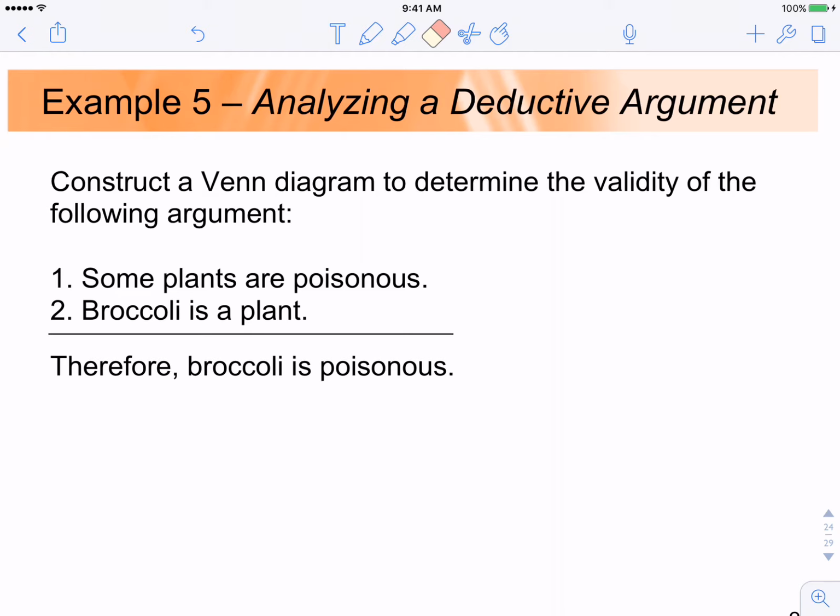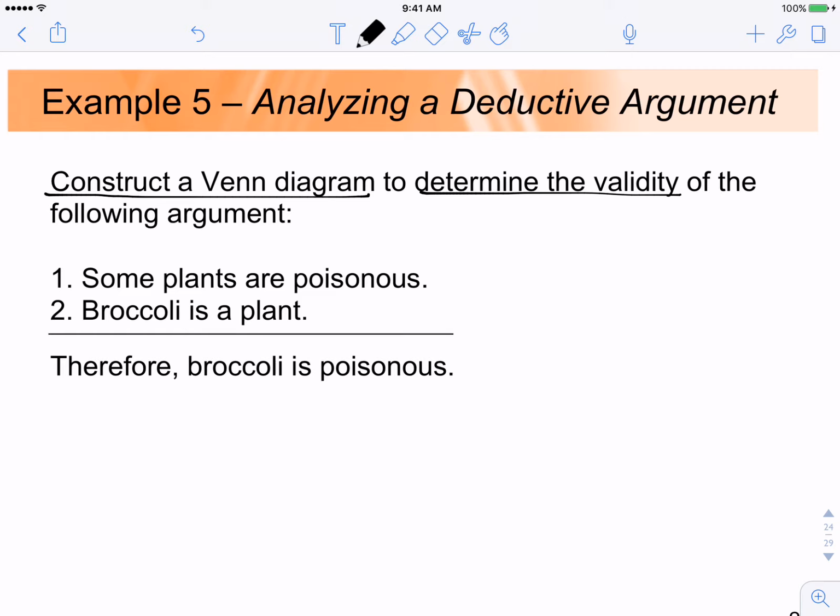1.1 example 5. Here's another example where we're going to be analyzing a deductive argument. Again, we're going to first construct a Venn diagram, and that is going to help us to determine the validity of the following argument. Some plants are poisonous. Broccoli is a plant. Therefore, broccoli is poisonous.